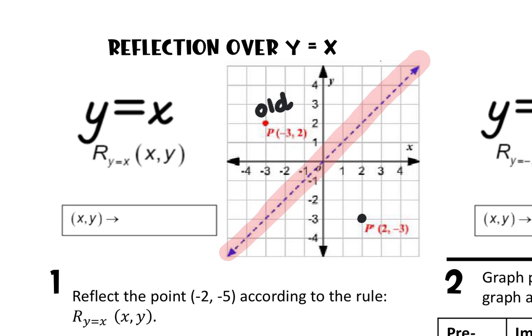Now, our rule for this reflection over y equals x is where you just have to swap the position of y and x in your point. Okay, there's no change of sign. You're swapping your x and your y.